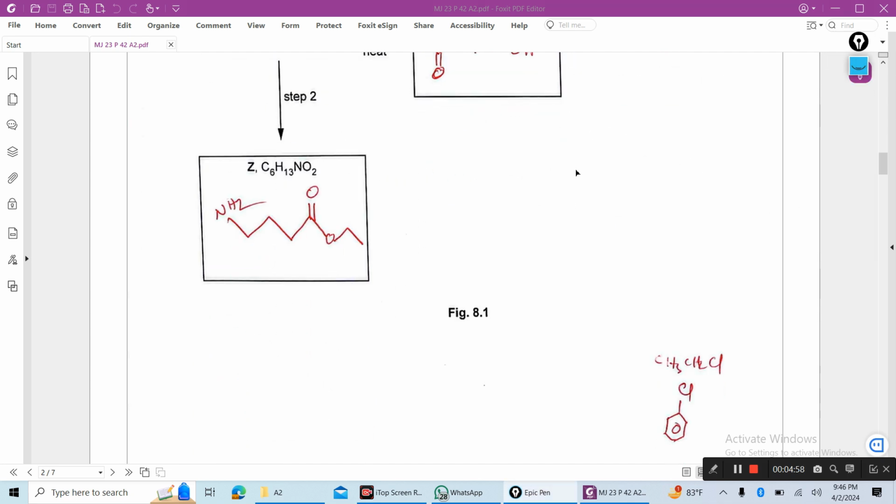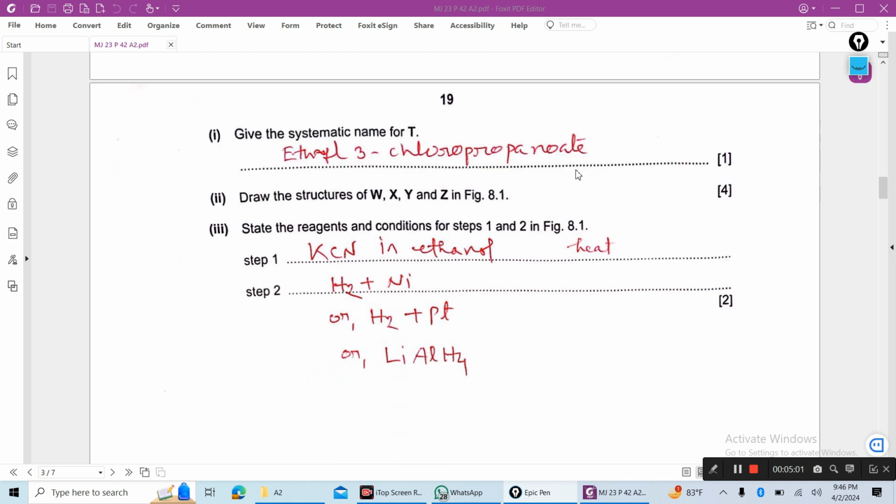So first, you see number 2, draw the structure of W, X, Y and Z in figure 8.1. You see the answer.